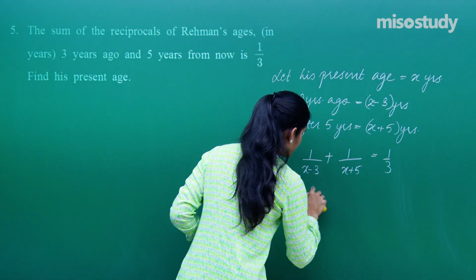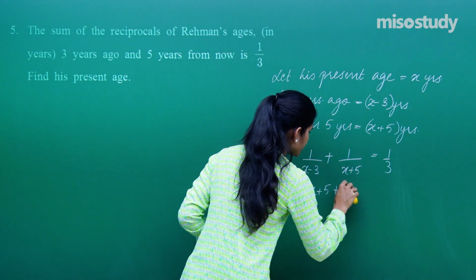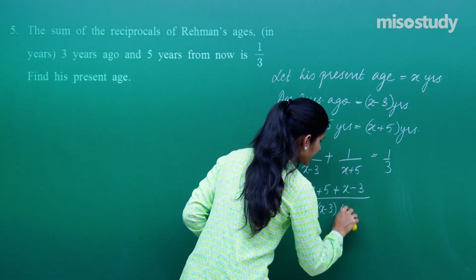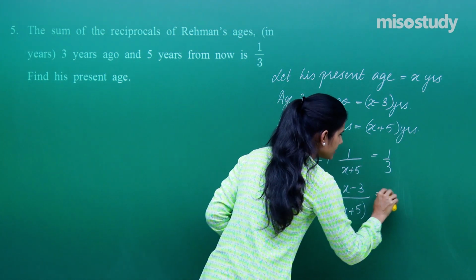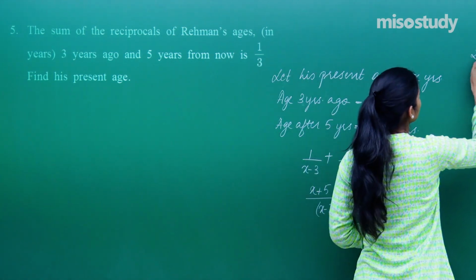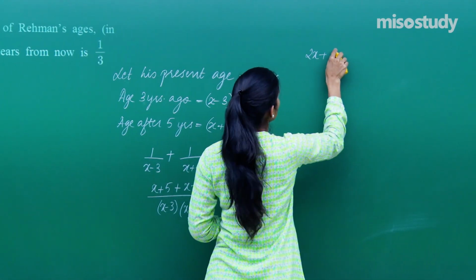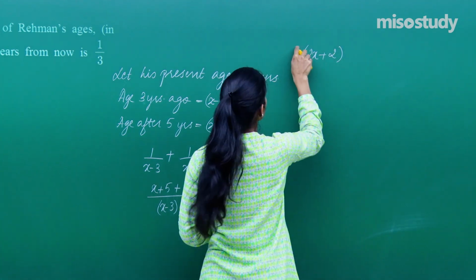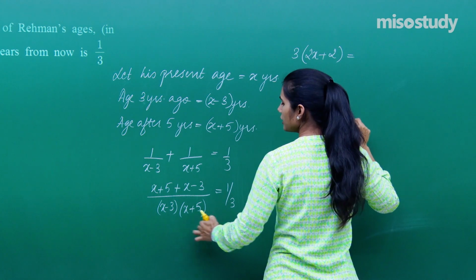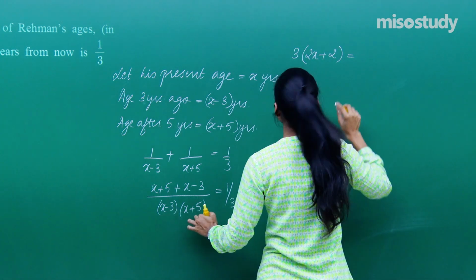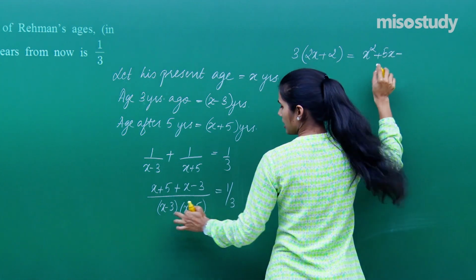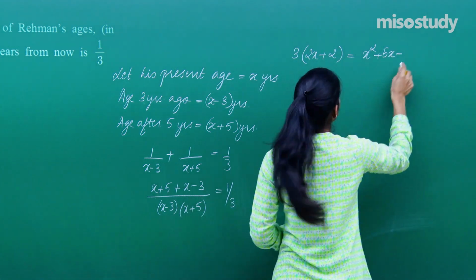Okay, let's find out the LCM. This would be x plus 5 plus x minus 3 whole upon x minus 3 into x plus 5. This is 1 by 3. X plus x gives you 2x. 5 minus 3 gives you 2. 2x plus 2 into 3, I am just cross multiplying, is equal to x minus 3 into x plus 5, which is x square plus 5x minus 3x minus 15.